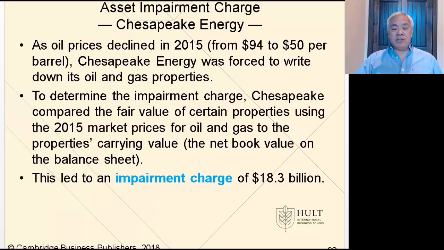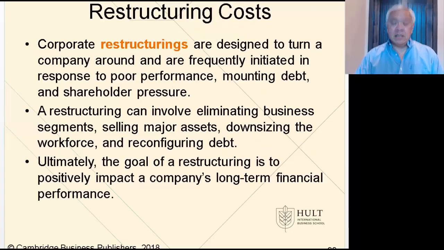Here's an example of Chesapeake Energy, and they saw that oil prices dropped during 2015, and it was big. It was from $95 down to $50 a barrel, and so that drop caused their properties that they spent a lot of money buying the mineral rights to, those went down. When they analyzed the value of those properties with the new lower market values, it was a big drop in value, and they took an impairment charge of $18 billion. So that is a painful example of an asset impairment.